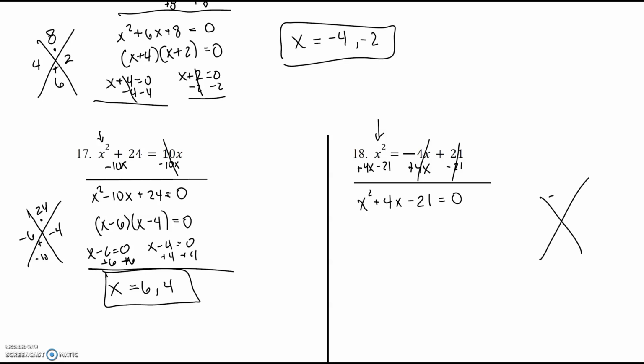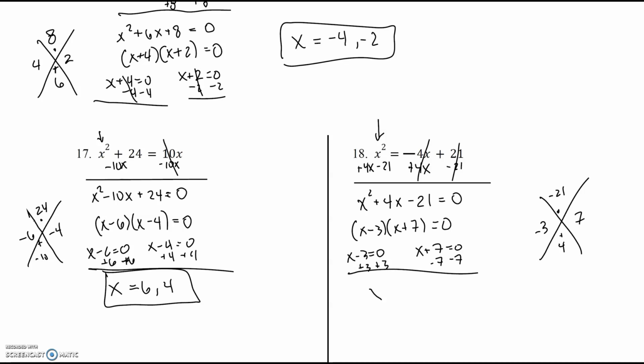Same type of factoring: 2 numbers that multiply to negative 21 and add to 4. That is negative 3 and 7. So it factors to x minus 3 times x plus 7. We set each of our factors equal to 0 and solve. So we add 3 to the first, subtract 7 from the second, and we get x equals 3 and negative 7.